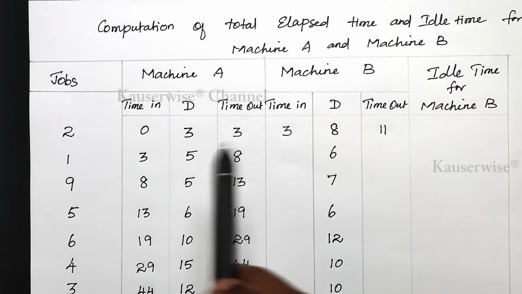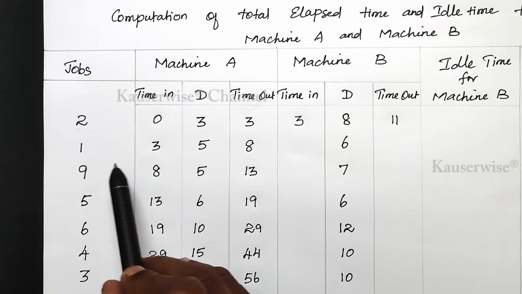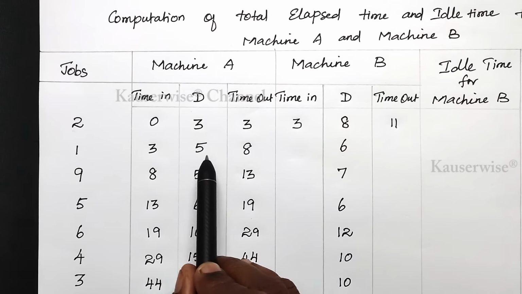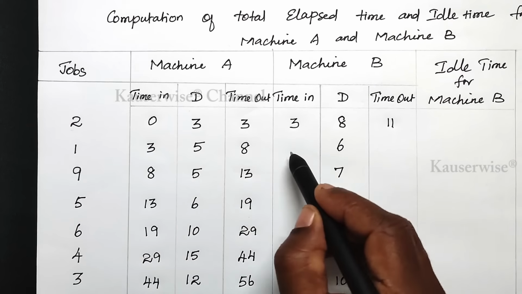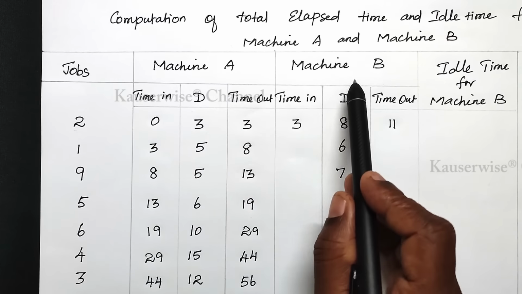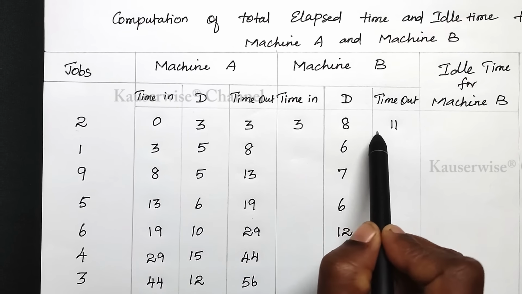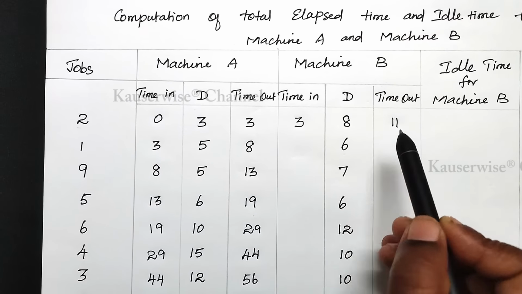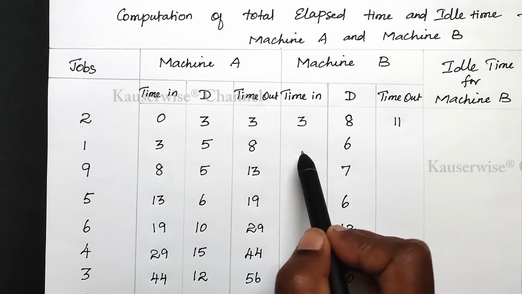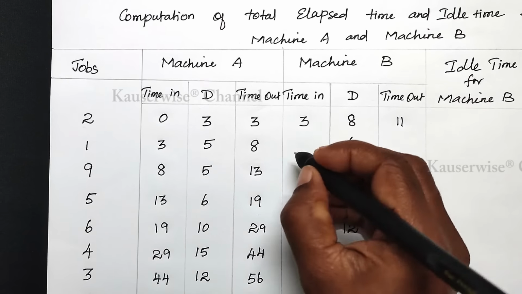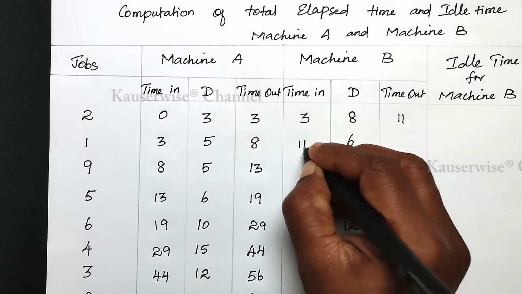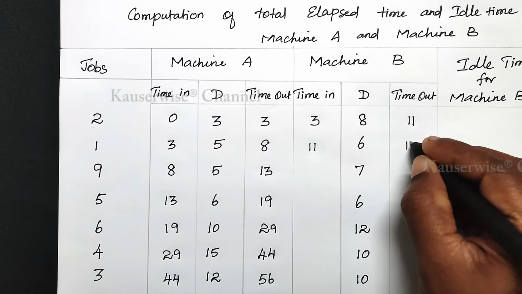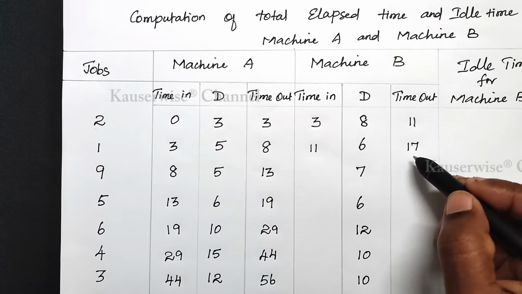Now, look at the next job, job 1. Its out time from machine A is the 8th hour only. So, this job will move on to machine B at the 11th hour only. Why? Because machine B completes the previous job on the 11th hour. After completing the previous job only, it will take up the next job. So, in time for the next job is the 11th hour plus duration 6 hours, total 17th hour. So, 17 is the out time for the next job.